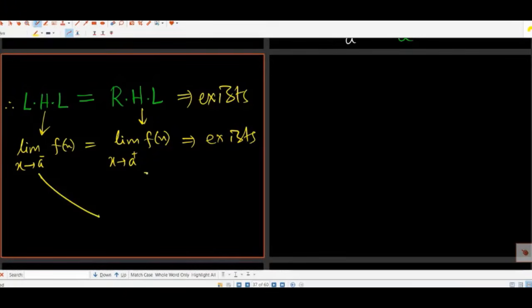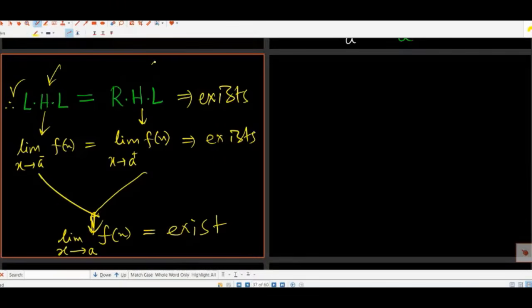These two things can be combined, and now we write limit x approaches a by dropping the negative and positive signs. We are combining them as a single limit. So limit x approaches a of f of x is going to have the existence criteria. Whenever a limit exists, you can understand that at that time the left hand limit and right hand limit are equal.